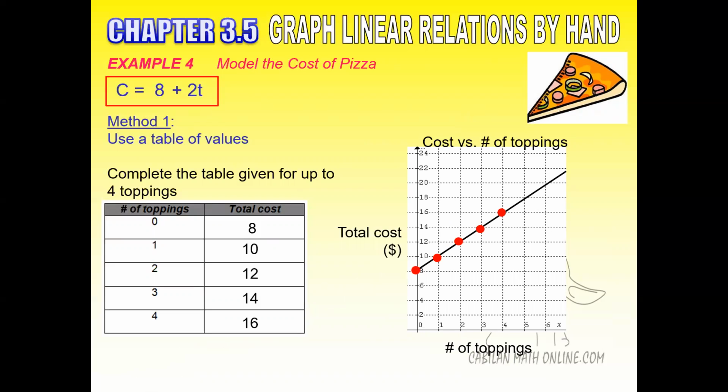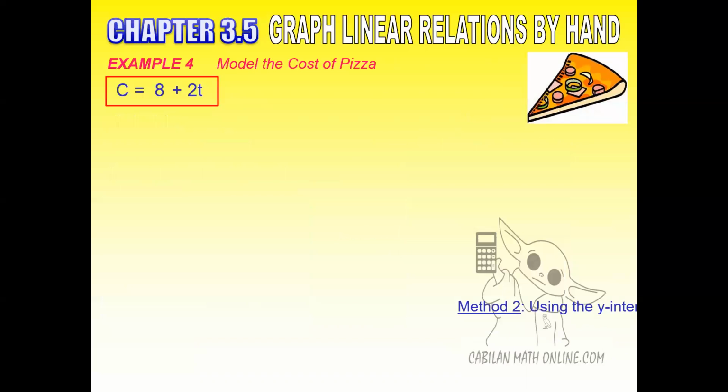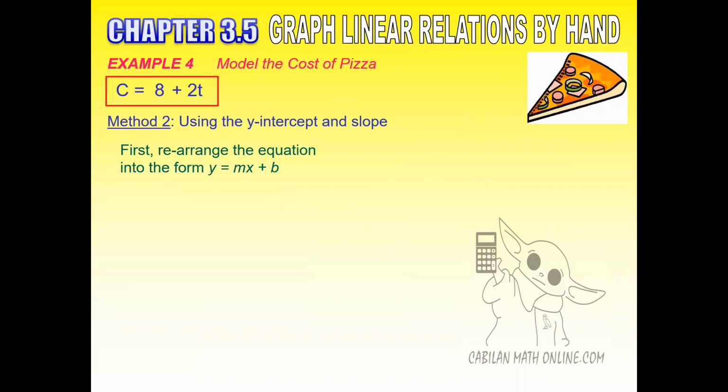Okay, so now that we've seen how to construct this using a table of values, you notice that took a little bit of time. We're now going to look at this exact same problem, but this time we're just going to use the equation. The first thing we need to do is change it into the form of y equals mx plus b. Notice what we have here is c equals 8 plus 2t.